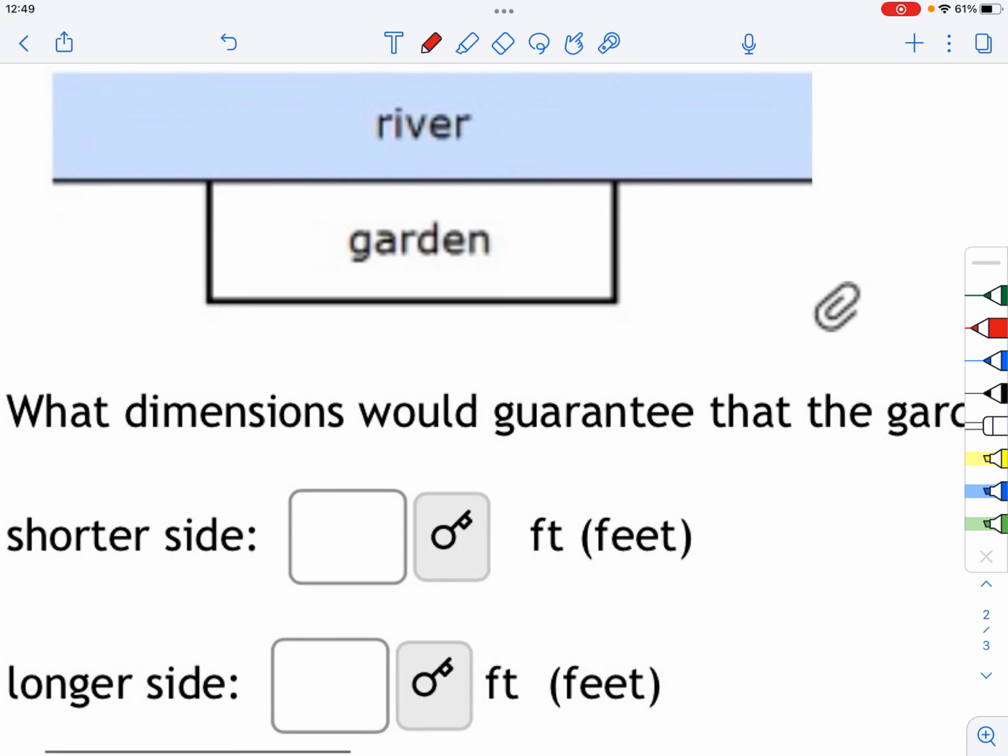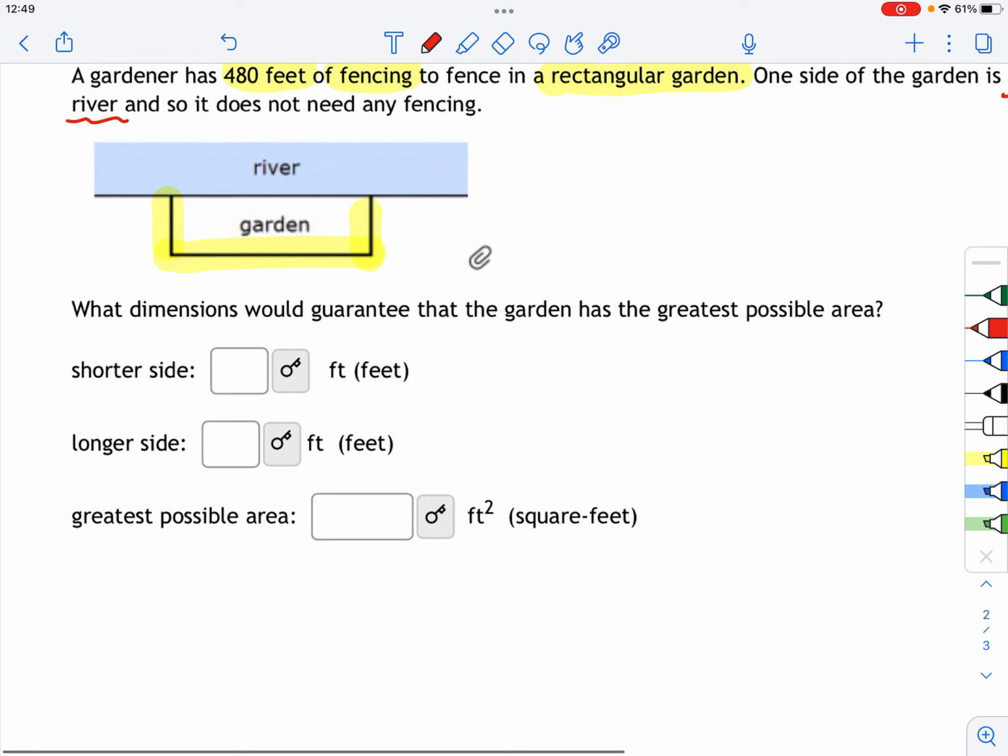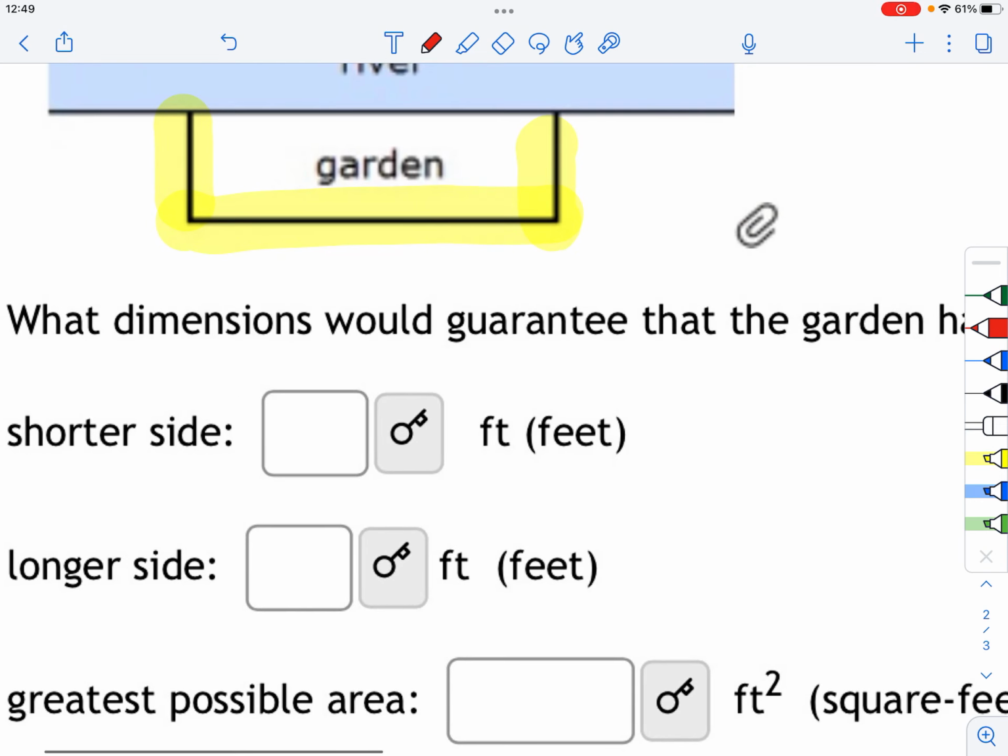Here's our garden, and we're just going to put fencing on these three sides. We want to know the dimensions that would guarantee the greatest possible area. All right, so we need to write an equation for the area, and then we'll need to find the maximum area. We have to start fencing this garden somehow.